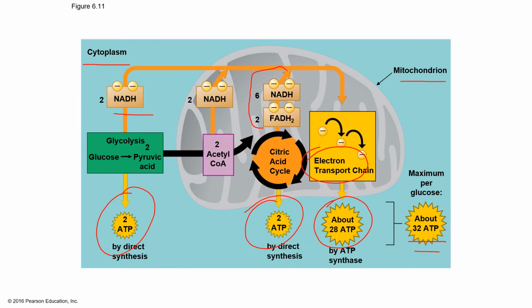Anything else I want to mention here is that during the citric acid cycle, this is when we are going to release carbon dioxide. We're going to exhale the carbon dioxide. In the electron transport chain, we are going to exhale the water.